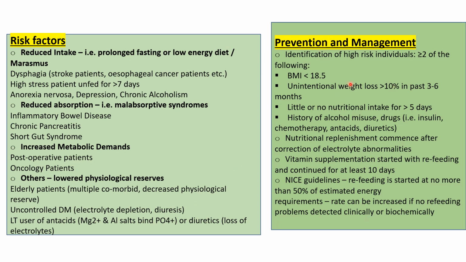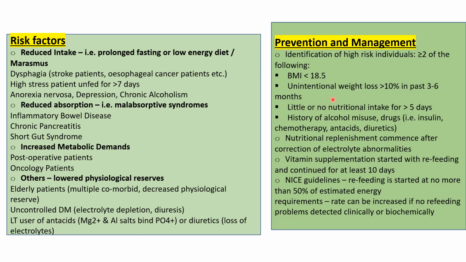So how do you prevent and manage? Number one is for you to identify the risk. So the identification of high risk patients, that is those who have more than 2 of the following: whether they have a BMI of less than 18.5, an unintentional weight loss, as we talked about, of greater than 10% in the past 3 to 6 months.